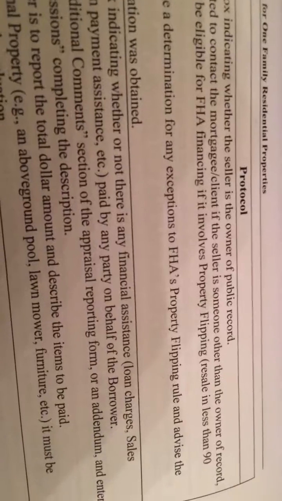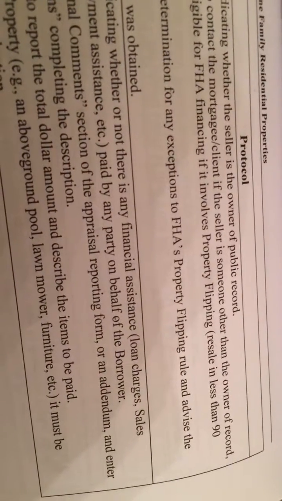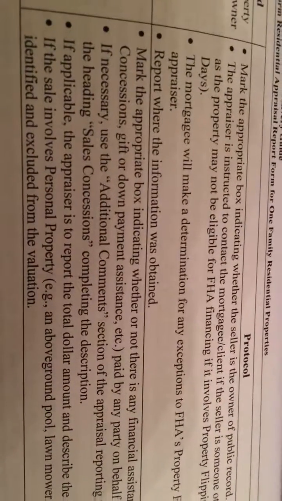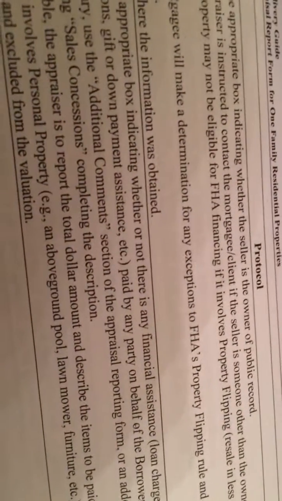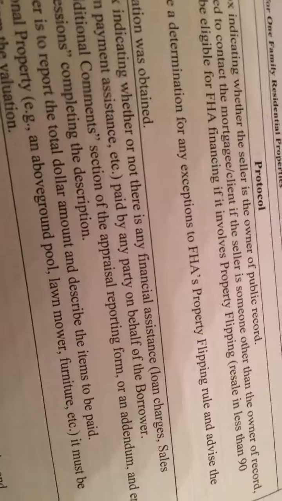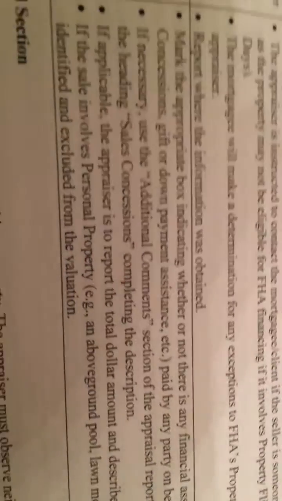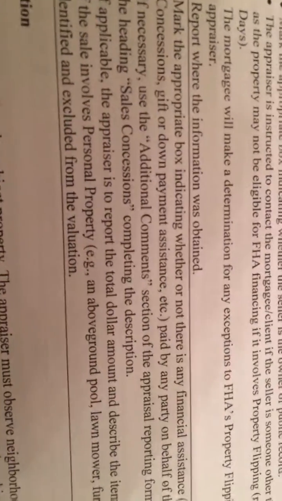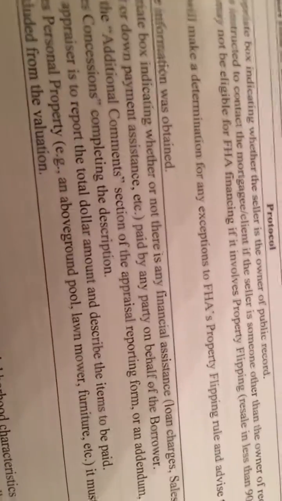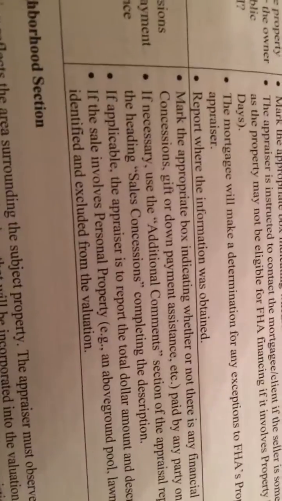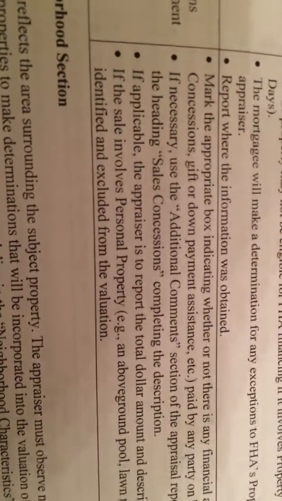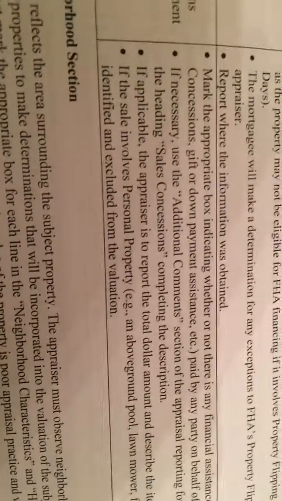mortgagee/client if the seller is someone other than the owner of record, as the property may not be eligible for FHA financing if it involves property flipping, resale in less than 90 days. The mortgagee will make a determination for any exceptions to FHA's property flipping rule and advise the appraiser. Report where the information was obtained.